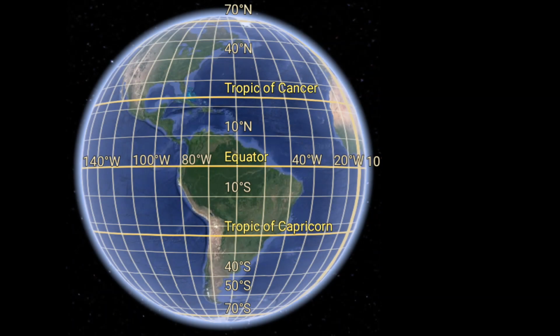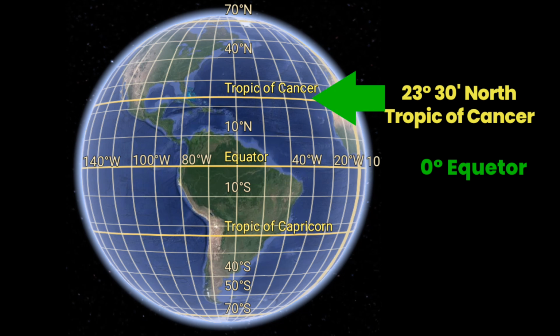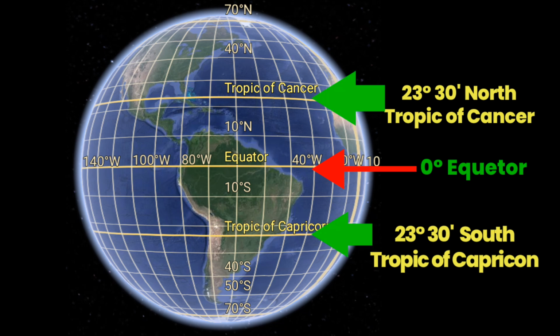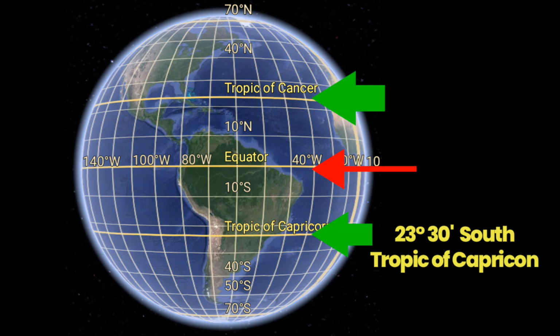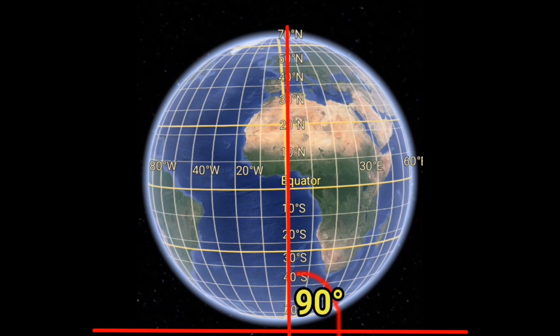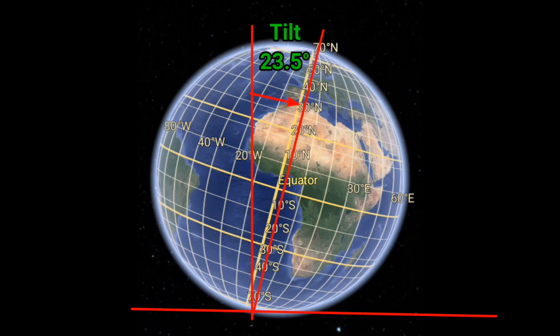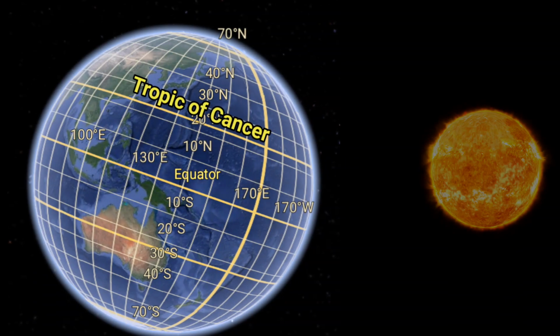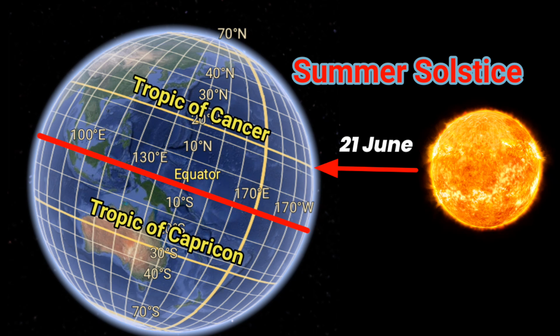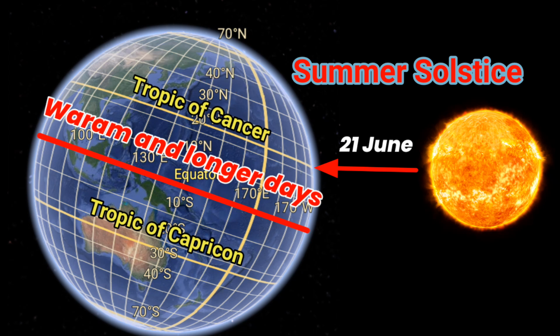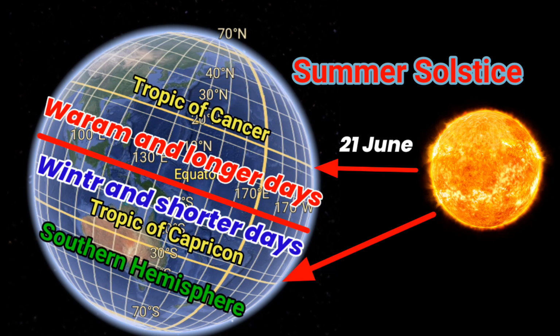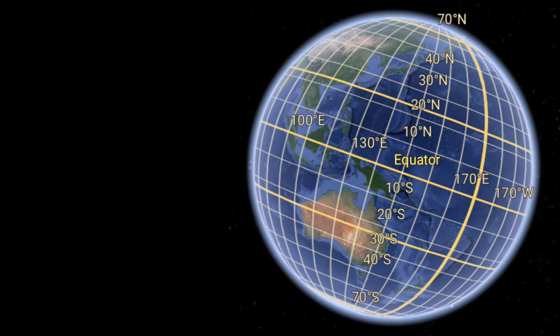Along with the equator, two other lines of latitude are significant. The 23 degrees 30 minutes north latitude is called the Tropic of Cancer, and the 23 degrees 30 minutes south latitude is called the Tropic of Capricorn. Earth is tilted on its axis by 23.5 degrees. Due to the Earth's tilt on its axis, when the sun shines directly over the Tropic of Cancer on June 21st, it is called the summer solstice. During this time, the northern hemisphere experiences warmer weather and longer days, while the southern hemisphere experiences winter and shorter days.